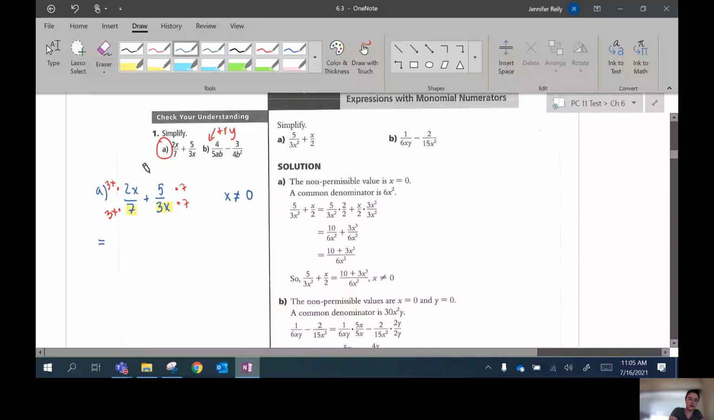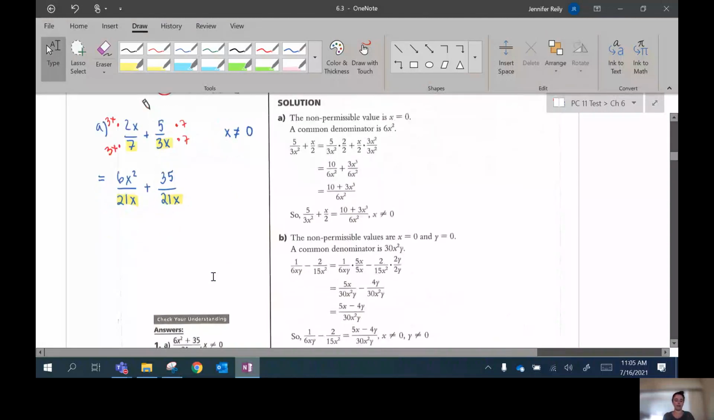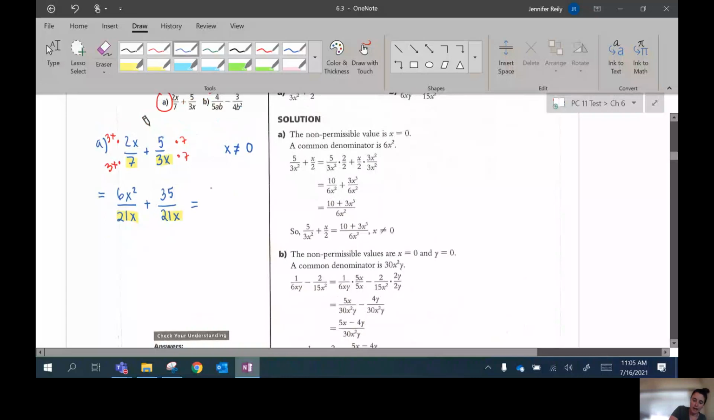So 3x times 2x will be 6x squared, and I'll have 21x in the denominator. For the second fraction, in the numerator, 5 times 7 is 35, and in the denominator, 3x times 7 is 21x. You should always end up with the same terms in both denominators. Okay, so now I can add the numerators together.